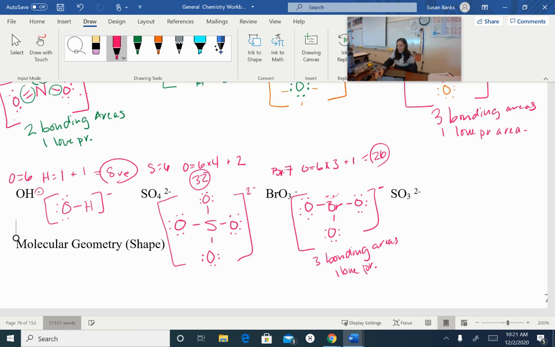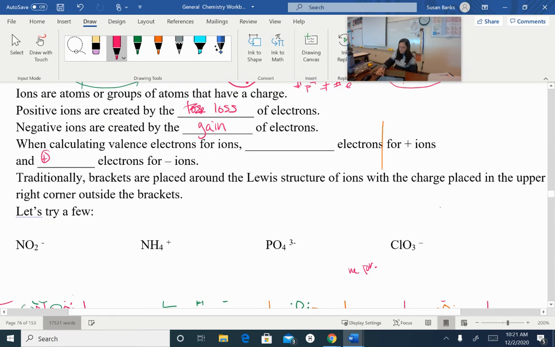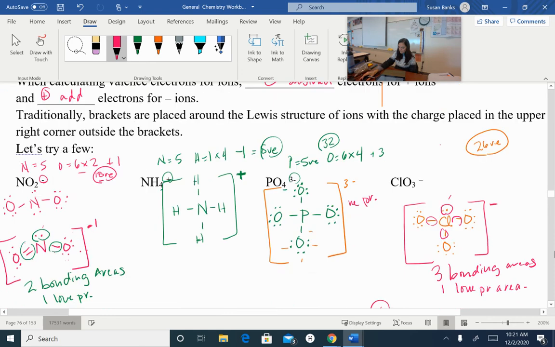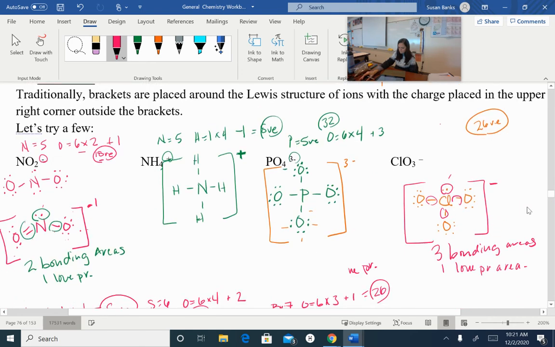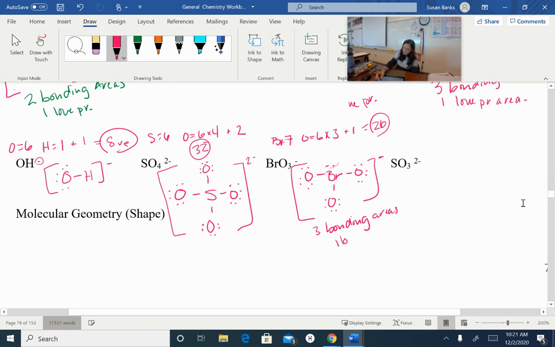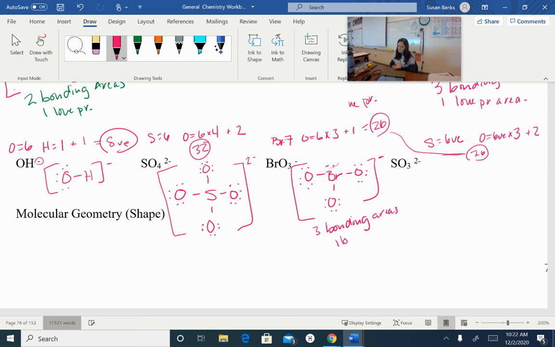Okay? And then last but not least, the sulfite ion. Sulfur has 6 valence electrons. Oxygen has 6 valence electrons, and I've got 3 of them, and I've got 2 more electrons because of that charge. So 6 plus 18 is 24, plus 2 more is 26. What do you think? This is the same amount of electrons. Do you think it's going to have the same structure? Should we try it? So sulfur is going to be in the middle.